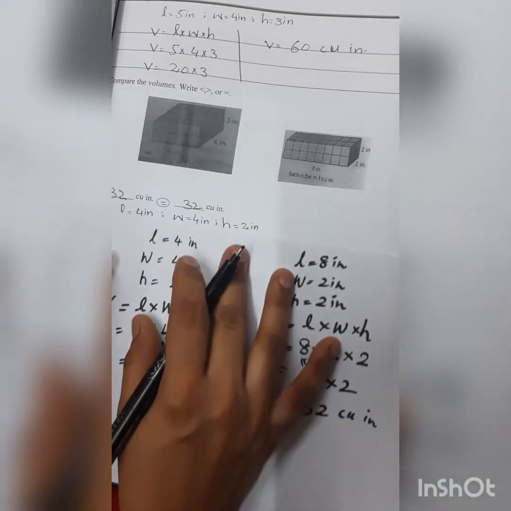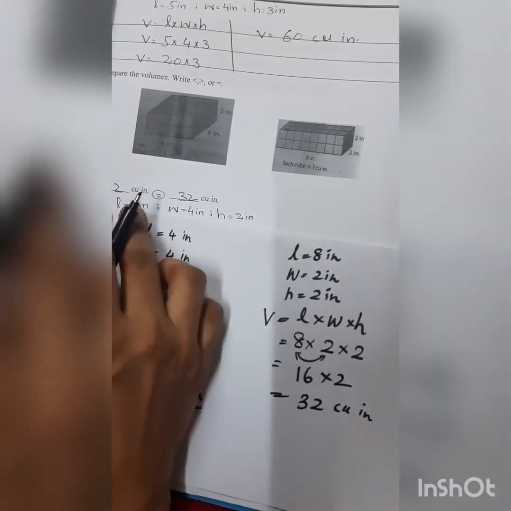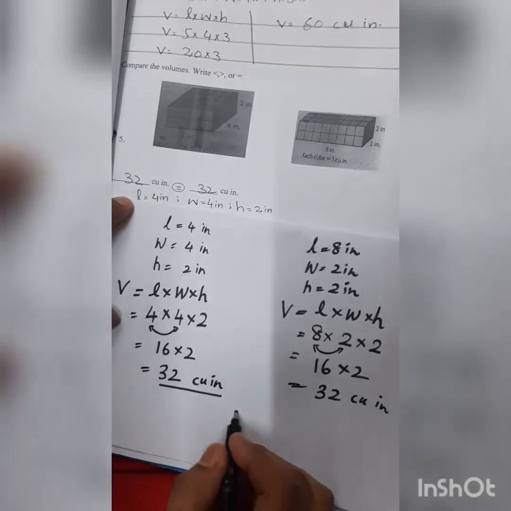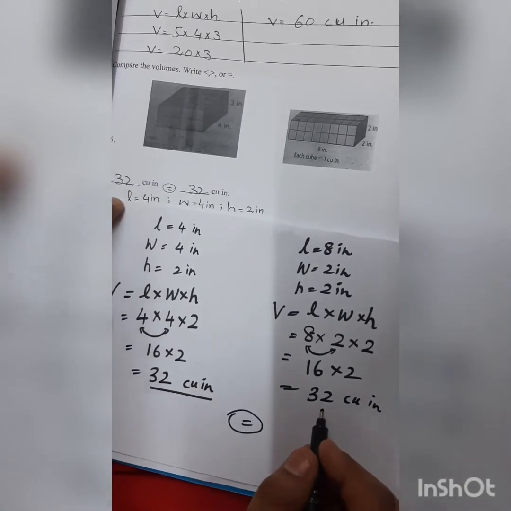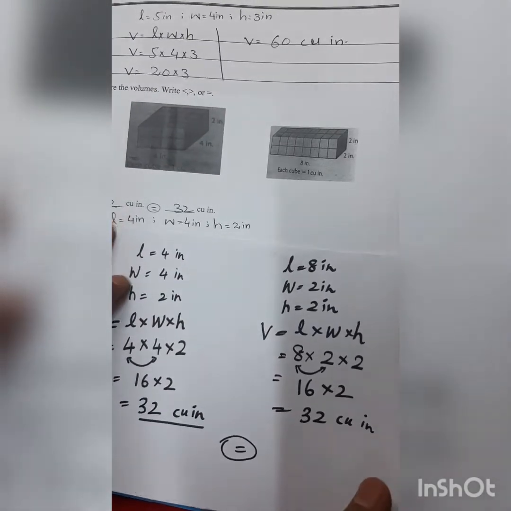So we write like this: volume of this figure, 32 cubic inches, is equal to the volume of this figure. This is the way we have to do it.